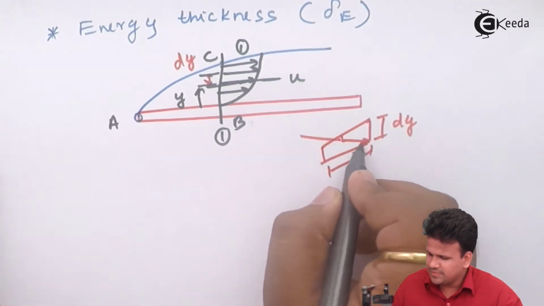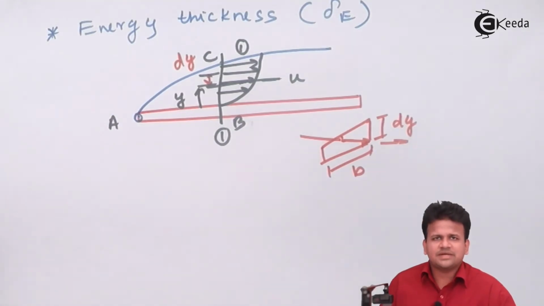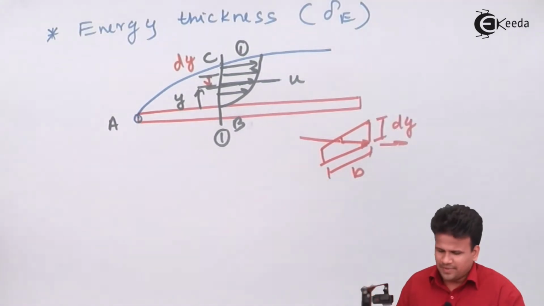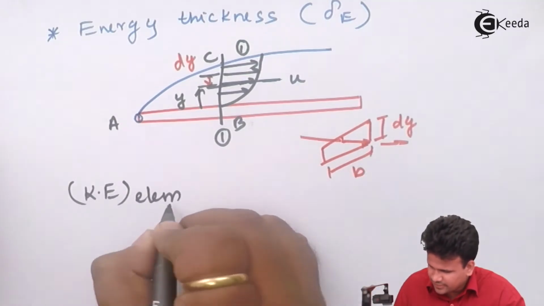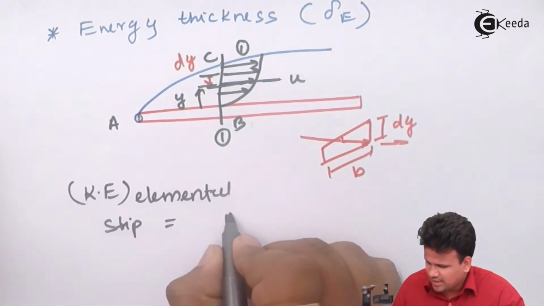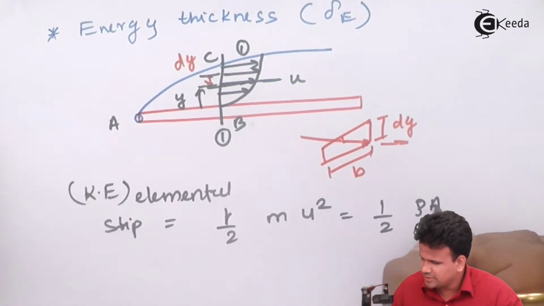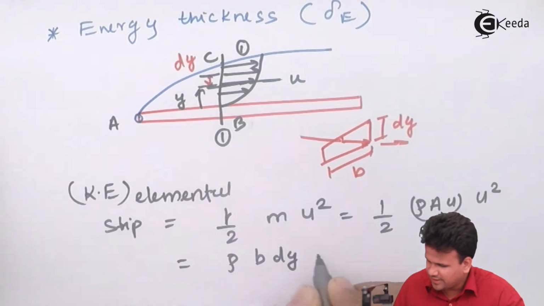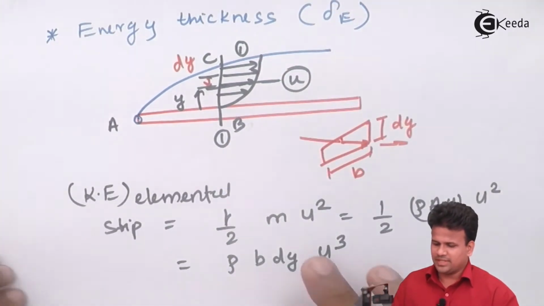The mass flow rate through this part will be given as rho into area into velocity, which we have seen in the previous two parts, that is momentum thickness and displacement thickness. What we have to calculate is the energy through this entire part. So the kinetic energy through this elemental strip will be given as half into mass into velocity square. So this is half into rho into area into velocity into u square. So rho into area, that is b into dy into u cube, because the velocity is u, that is the velocity at a distance y.